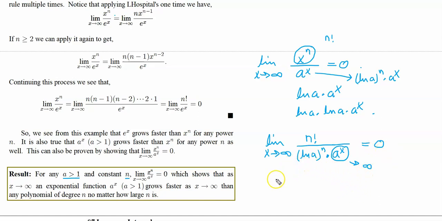So once again, take note that this shows that if we consider a polynomial like x to the 1000th power divided by, say, 1.1 to the x power, this function down here, 1.1 to the x power, grows faster than this polynomial. No matter how large the exponent is in this polynomial, the exponential function 1.1 to the x power still grows faster than this polynomial. And that concludes this discussion about how to use L'Hopital's rule.